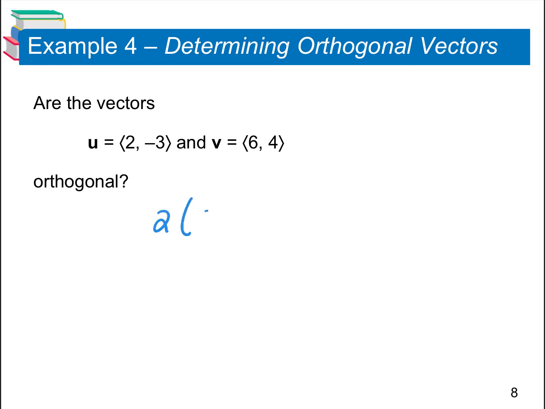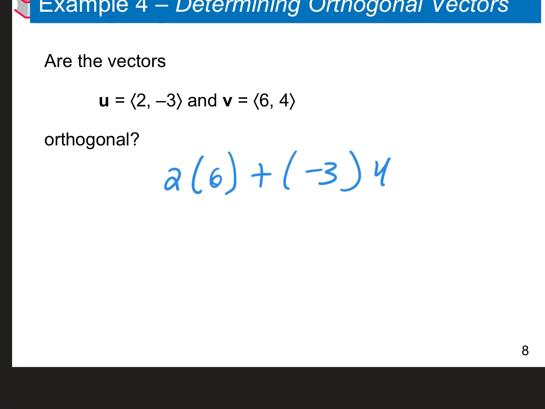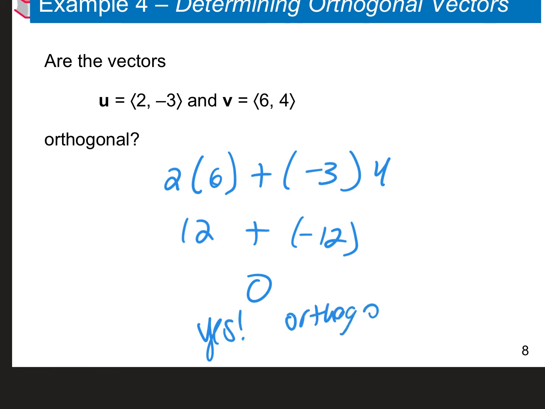So you would say 2 times 6 plus negative 3 times 4, correct? What's 2 times 6? 12 plus negative 12. So what'd you just prove? Yes. Orthogonal. Very good.